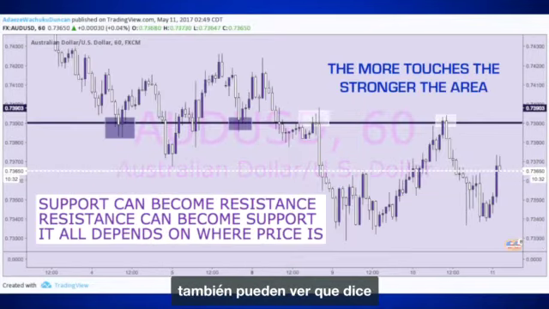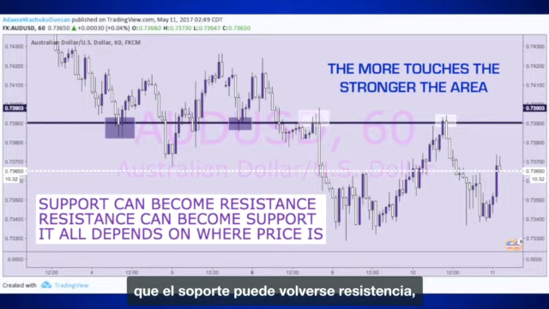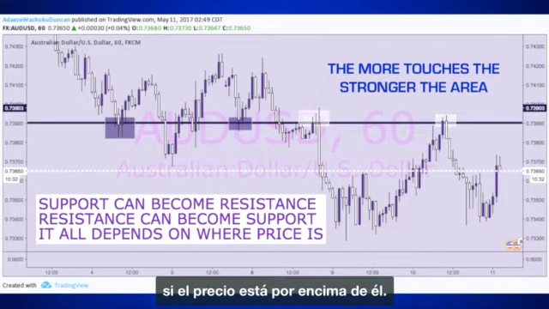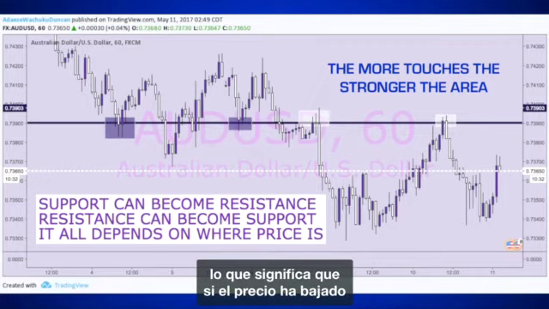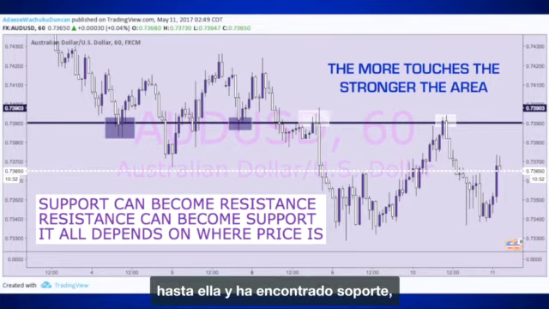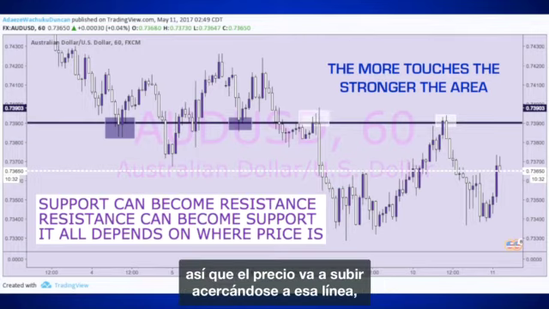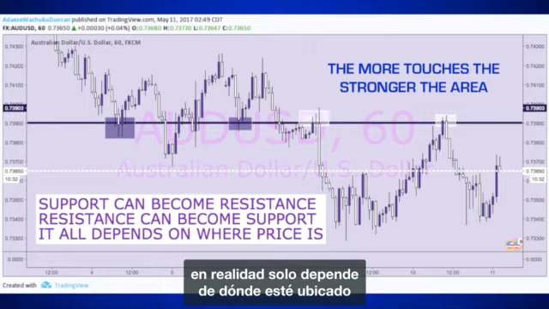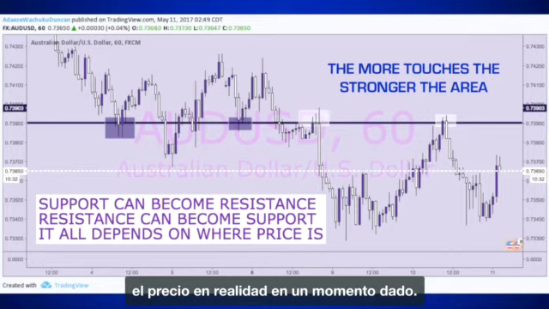So in this picture right here, you also can see that it says support can become resistance and resistance can become support. So what does that mean? Well, really, support is only support if price is above it and is bouncing off the top of it, meaning if price has come down to it and has found support, meaning it hasn't broken below. Resistance is only resistance if price is below that line area. So price is going upward, approaching that line, but not going over it. So the only reason a line is support or resistance really just depends on where price is actually located at that given time.